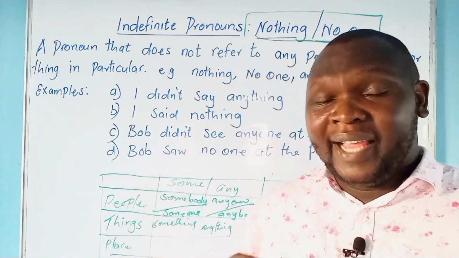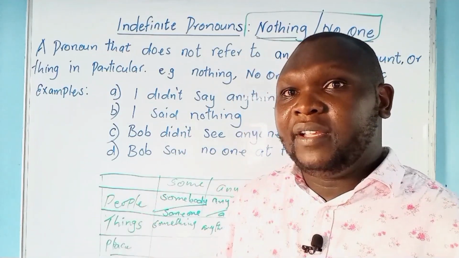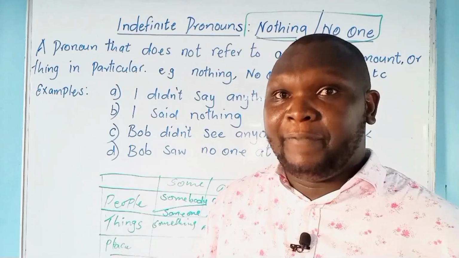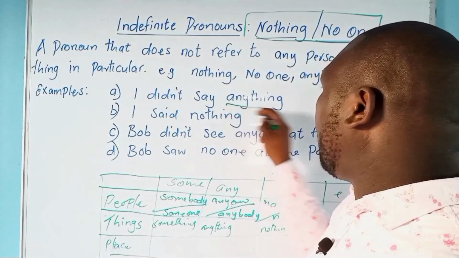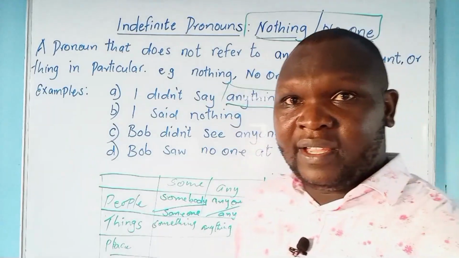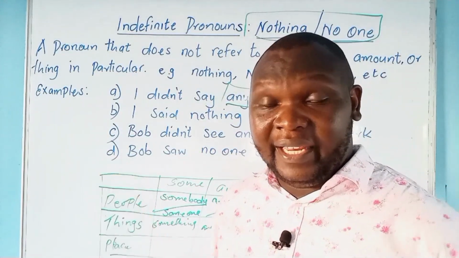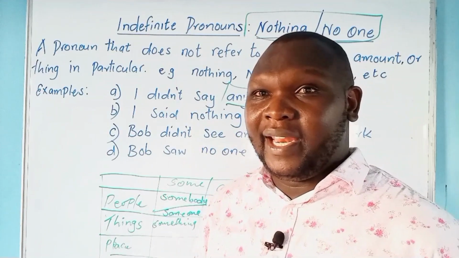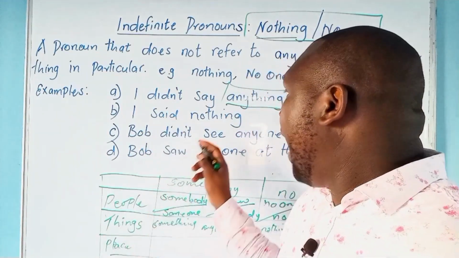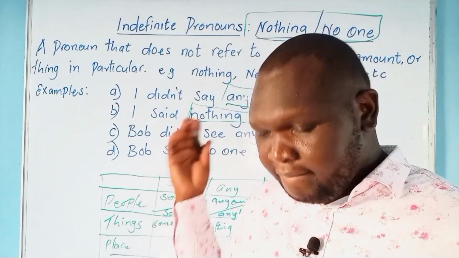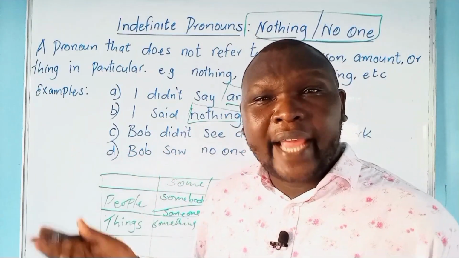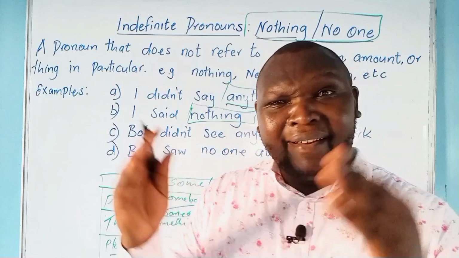When you look at this sentence, "I didn't say anything," we first of all identify the indefinite pronoun. The indefinite pronoun here is "anything." Now let me take you to the second example, B: "I said nothing." So here we have "nothing" and "anything."